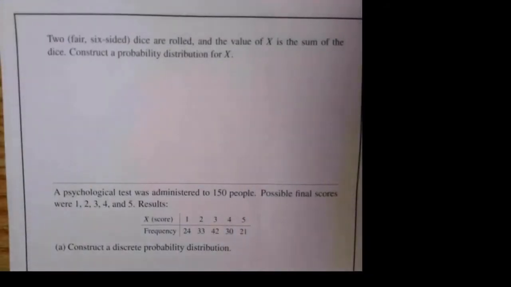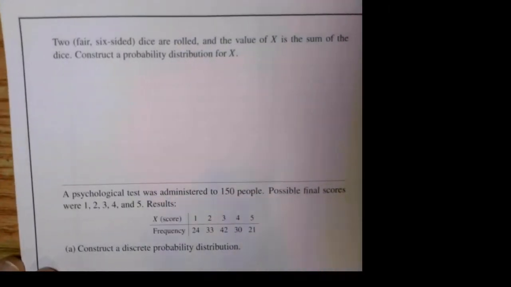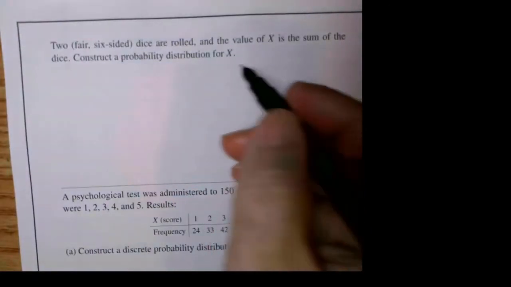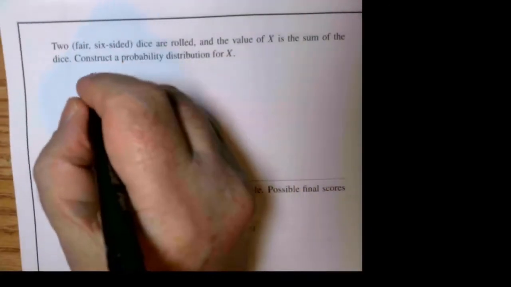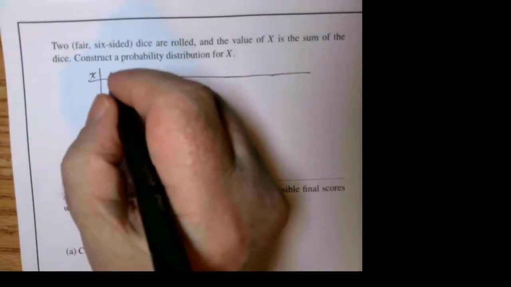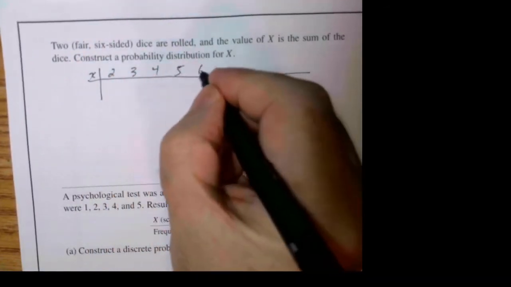So, the first one. Two fair six-sided dice are rolled, and the value of X is the sum of the dice. Construct a probability distribution for X. Okay, so what are the possible values of X? Well, the possible values of X are the possible sums that two dice can have. So that would be 2, 3, 4, and so on. So I'm going to call that little x, the values of X. And so the possible values are 2, 3, 4, 5, 6.